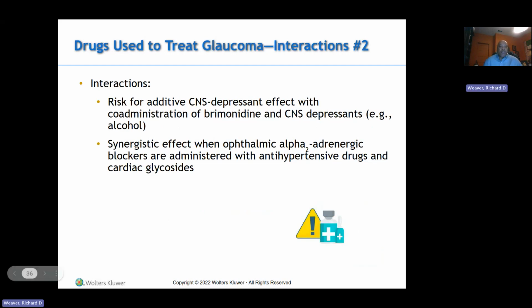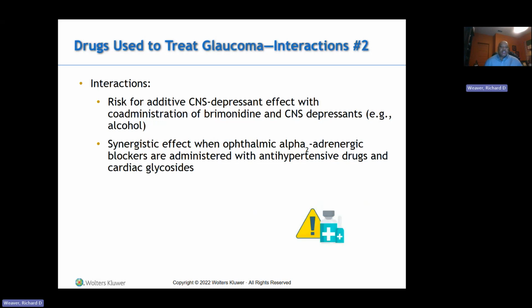Now, when brimonidine is used with central nervous system depressants such as alcohol, barbiturates, opiates, sedatives, or anesthetics, there's a risk for additive CNS depressant effects because these drugs tend to depress. So use the drugs cautiously in combination with the antihypertensive drugs and cardiac glycosides. Again, because a synergistic effect can occur.